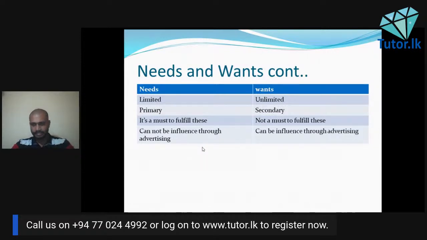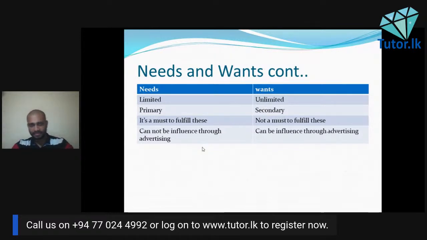Let's say clothing. You have to wear something, but wearing something is the need, and that cannot be influenced by advertising. But what you are going to wear can be influenced through advertising. Whether you are going to buy it from the local market, or from a model or any textile shop, it can be influenced through advertising, but the need is the same.